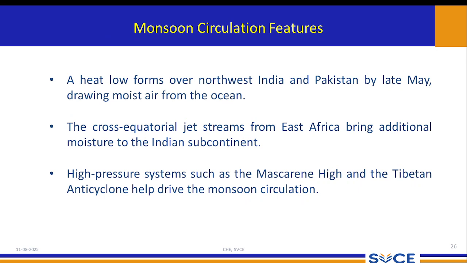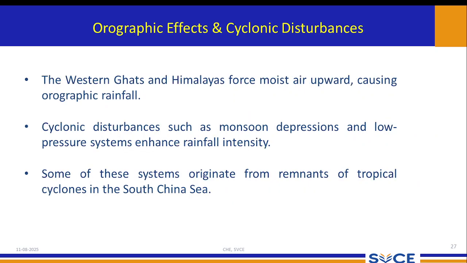Monsoon circulation features. The heat low forms over northwest India and Pakistan by late May, drawing moisture from the ocean. The cross-equatorial jet streams from East Africa bring additional moisture to the Indian subcontinent. High pressure systems such as the Mascarene High and the Tibetan anticyclone help drive the monsoon circulation. So what are the features of the monsoon circulation?